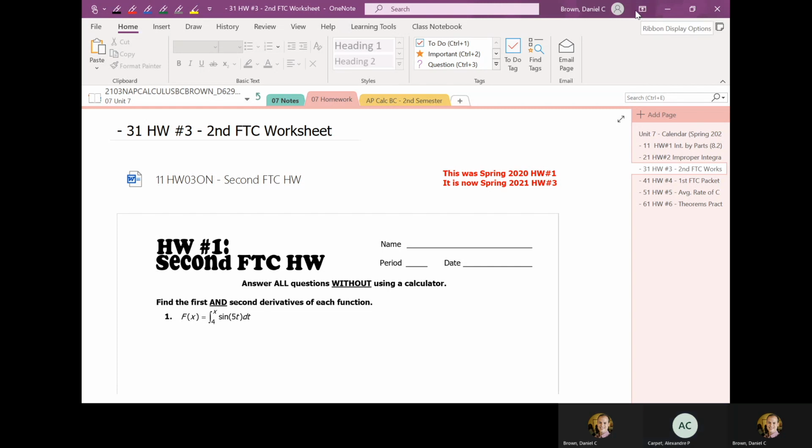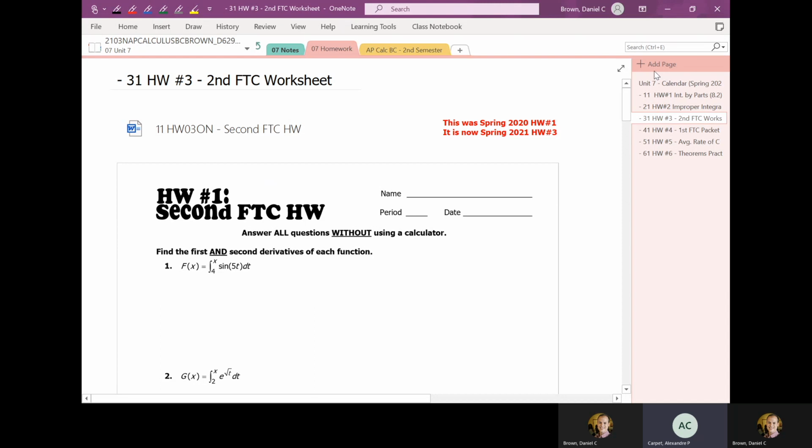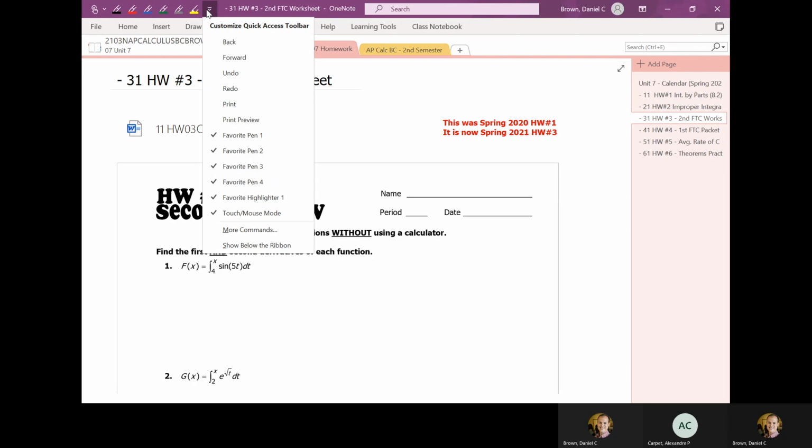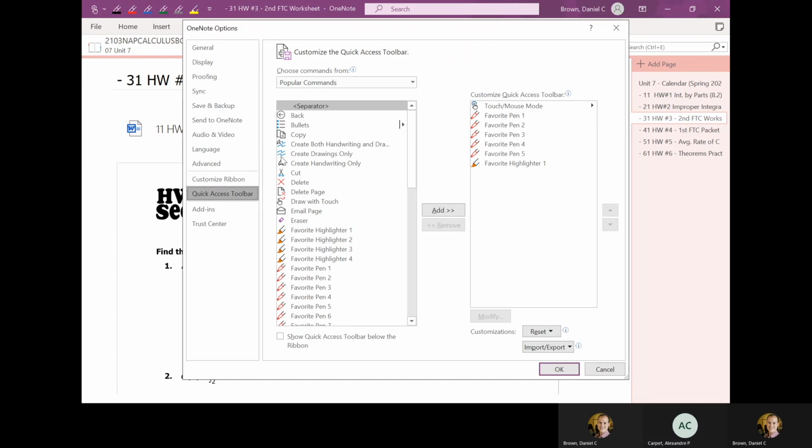I click on this little option right here. It's like a little ribbon display option. And then I clicked on, which one is it? We're usually on auto hide, and it's the show tabs one that I use. And then to customize this, it's the little drop down option. And then I just do more commands so I can get all of them. And if it loads, oh, don't tell me my Surface froze again. There it goes. You can choose what you want.